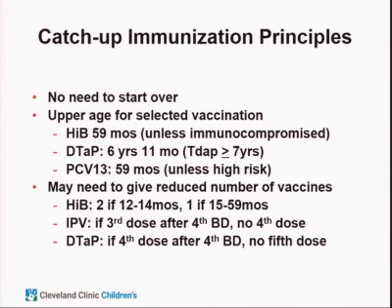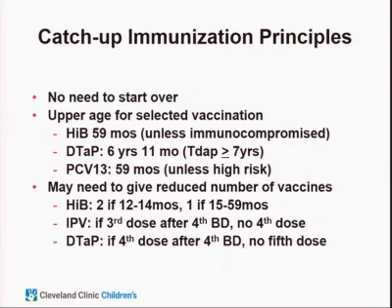You never need to start over an immunization series. Remember that there are upper age limits for selected vaccinations, especially the Hib vaccine is 59 months. Unless you're immunocompromised, you may want to give it after that. The DTaP, 6 years, 11 months. Beyond that, you want to give Tdap instead. And PCV13, the upper limit, like with Hib, is 59 months again, unless you are high risk.